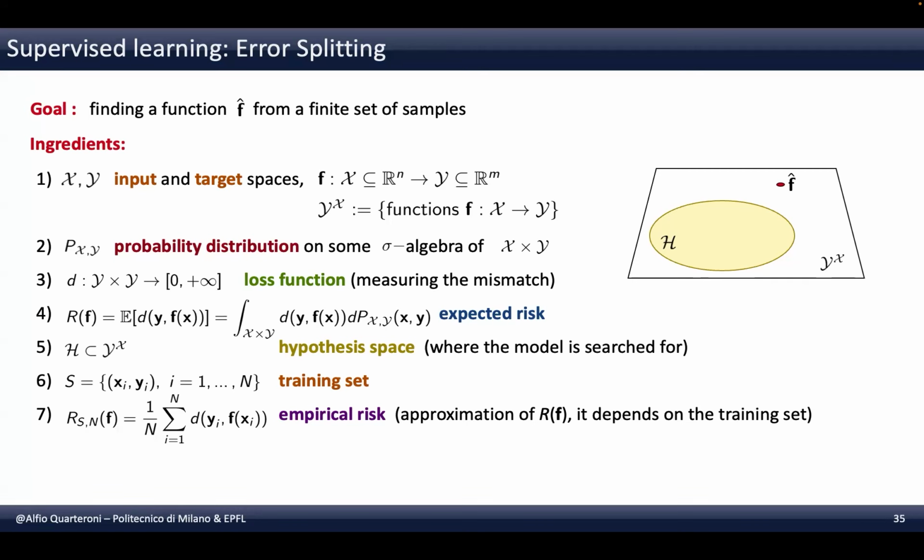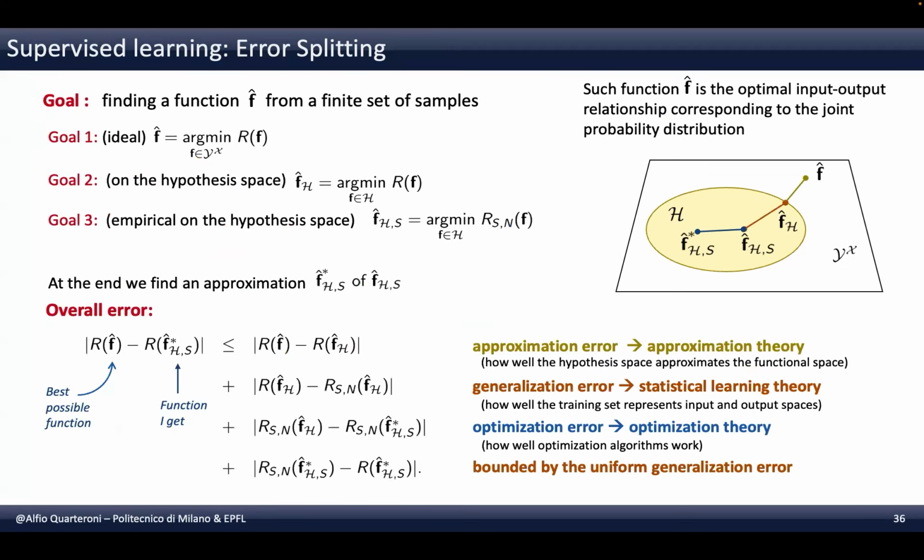We assume that the probability is equidistributed. It's equidistributed, yes. So ideally, you would like to find the projection of f hat, which is the ideal input-output function, onto the subspace. So f hat in this case will be the arg min of R of f for all the functions f in Y of X.